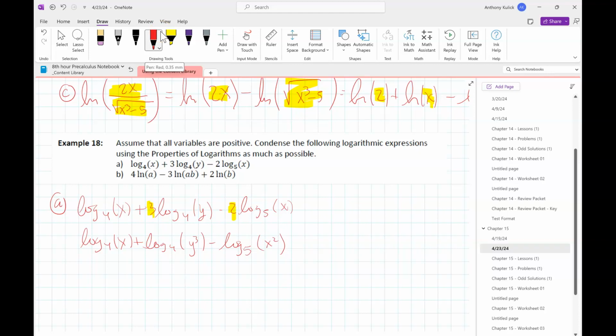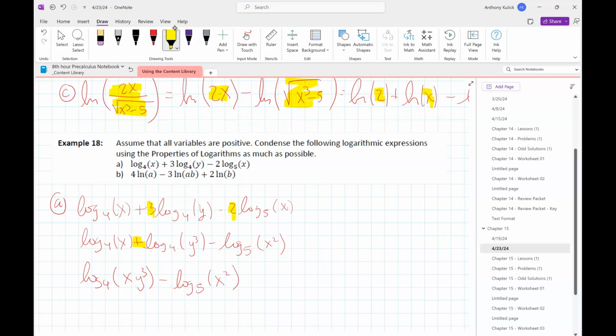Everybody okay? Next thing I look for is product properties. For product property, I'm going to be looking for addition outside of the logarithms. Well, I see right there. So I apply my product property. Everybody okay there?